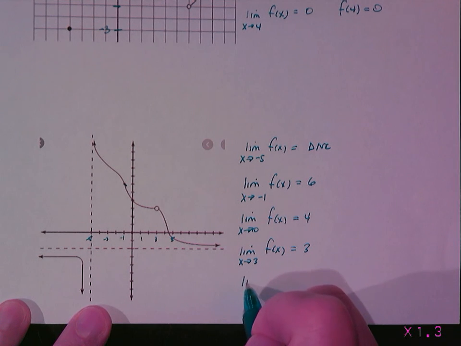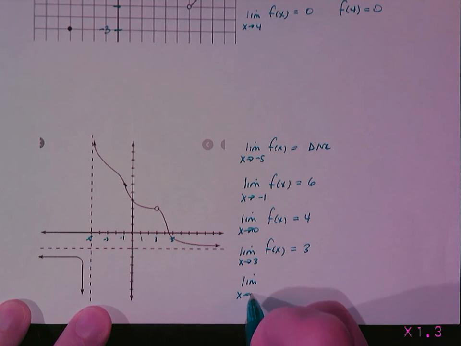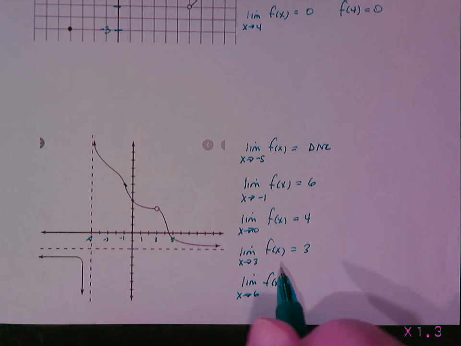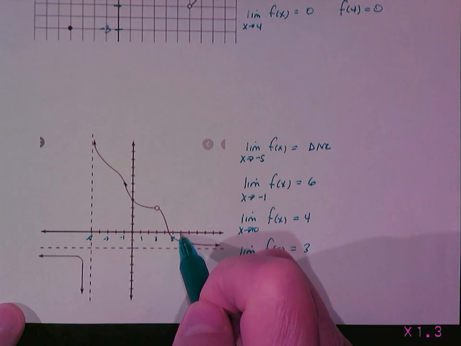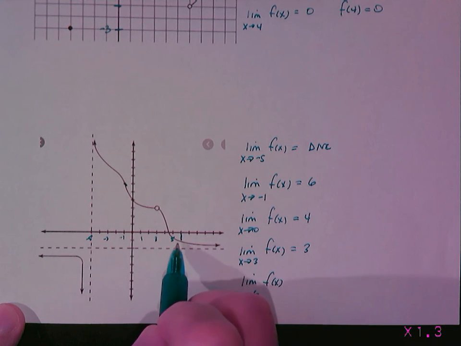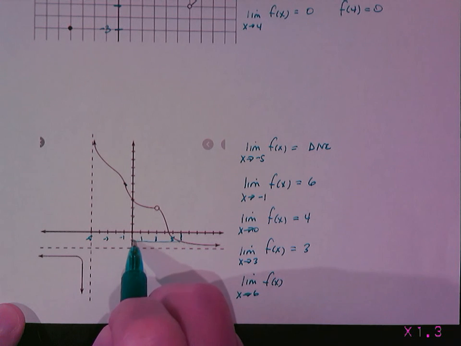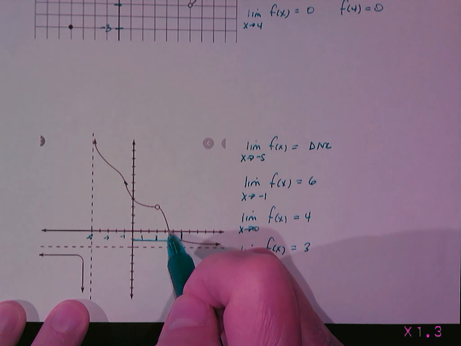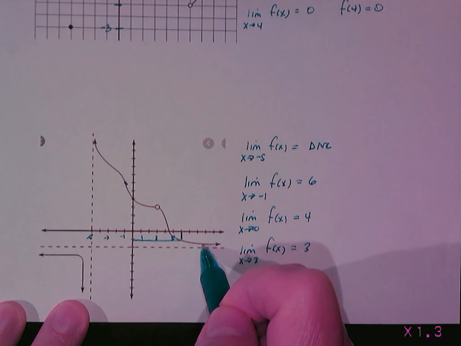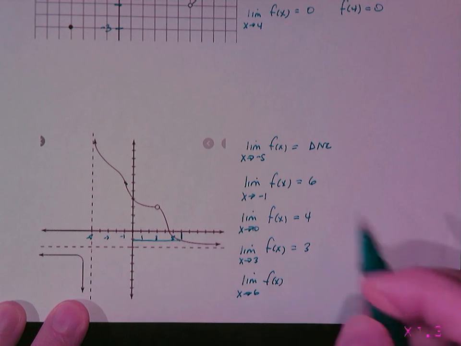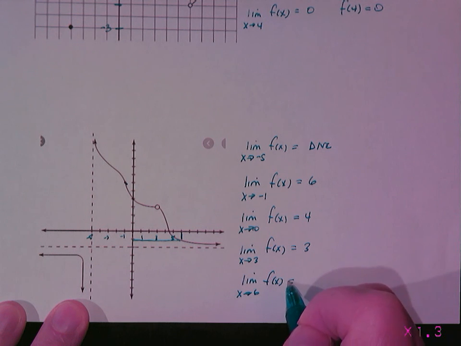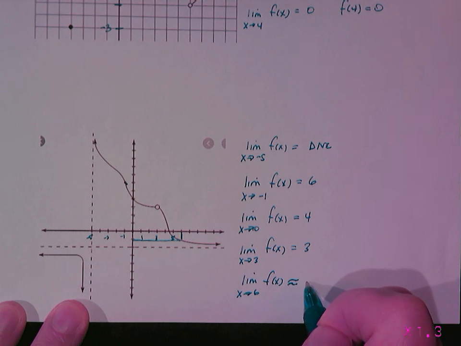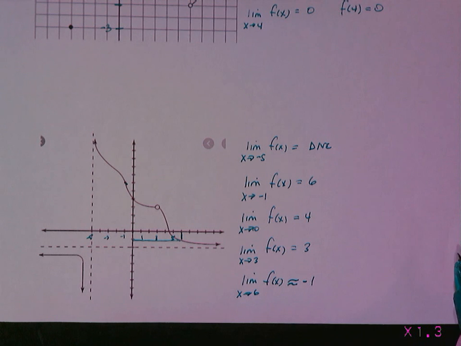And the last one I'm going to do is the limit as x approaches 6 of this function. So this is 6 here. And when I come down and come across, it looks like it's approaching -1. So the limit as x approaches 6 from the left, x approaches 6 from the right, looks like the value is going to be about -1, and I'm just going to put approximately equal to -1 because I'm not 100% sure it's equal to that.